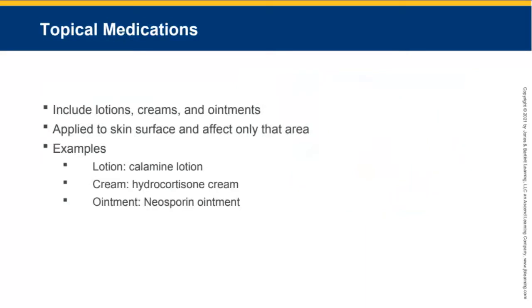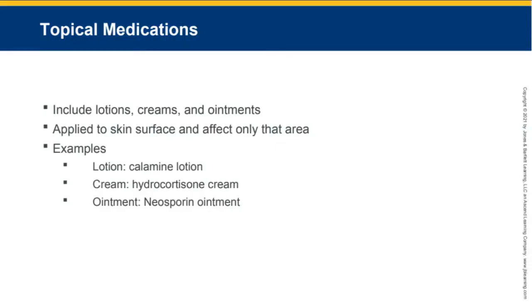Topical medications. These are the ones that are applied to the skin surface. These include lotions, creams, and ointments. An example of a lotion would be your calamine lotion. These are a little more runny than the creams. For example, your hydrocortisone cream, which is used for things like insect bites and eczema. And then your ointments, these are just a little more oily than the creams.